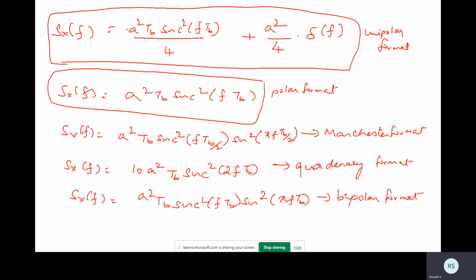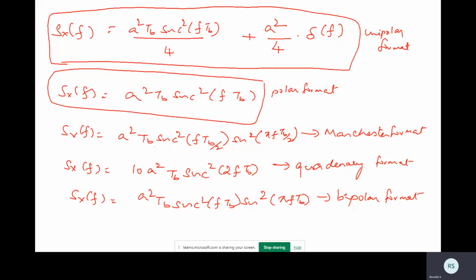So you just compare the magnitude part or amplitude part. From the amplitude part you can understand the unipolar formatting is consuming the lowest power, whereas the quaternary formatting is consuming the largest power, and polar and Manchester and bipolar consume the same power. Okay, that is the second point you need to understand.